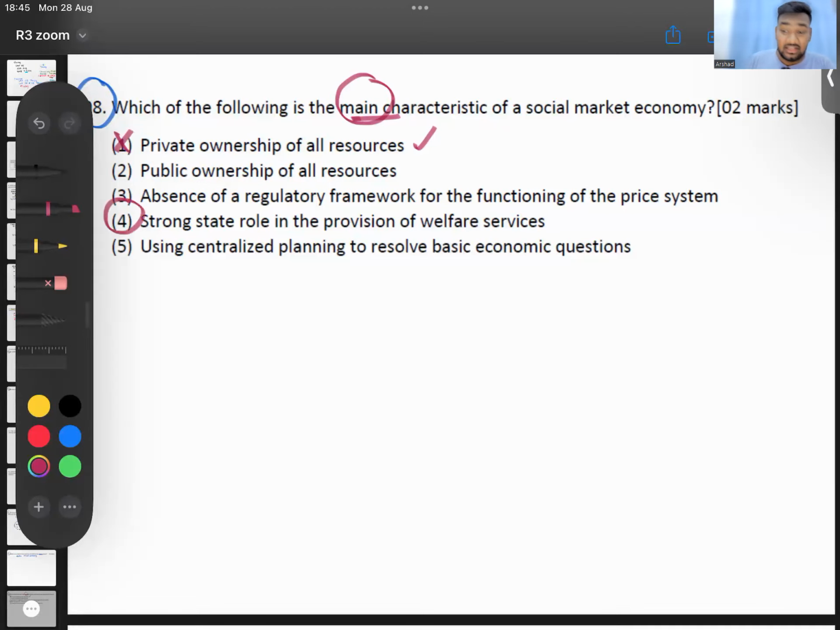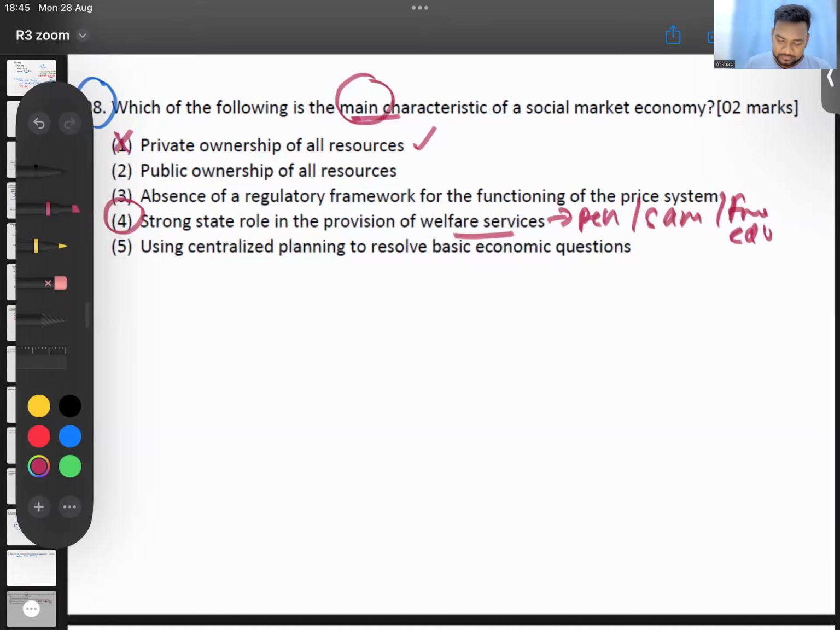Number 4. The main characteristic is a very strong role of the government in providing welfare services. Welfare services like pensions, Samurdhi benefits, free education. These are all welfare services where the government comes in because it feels there are some people in poverty, social injustice. So the government comes and provides Samurdhi. Government feels there are some retired people who don't have money, so the government helps these people with pensions. So that is what you call a social market economy.